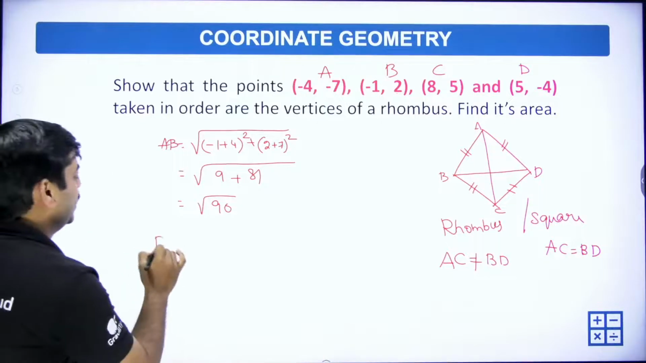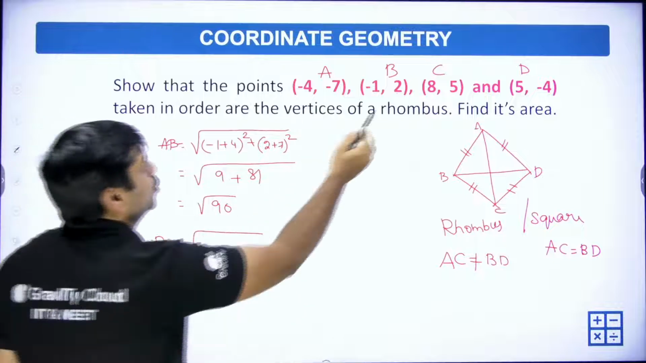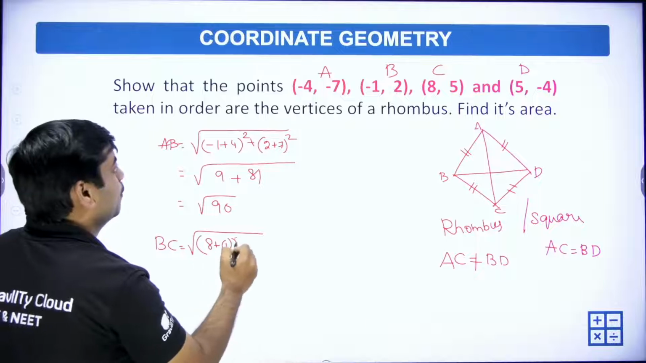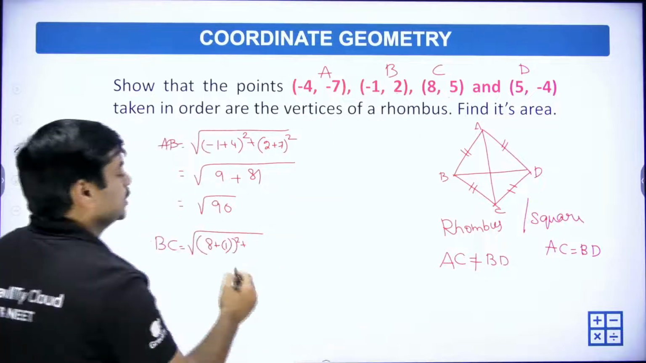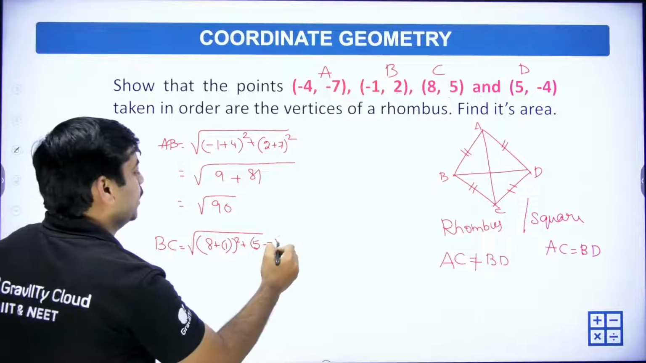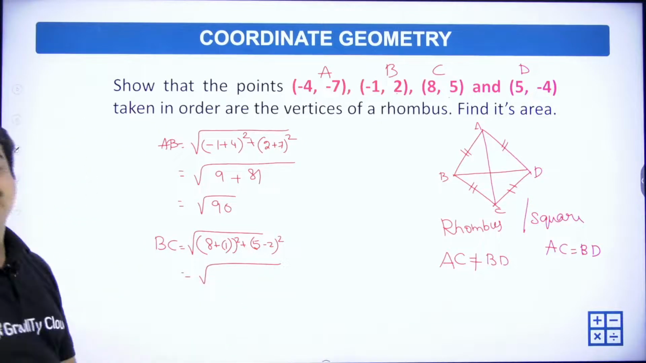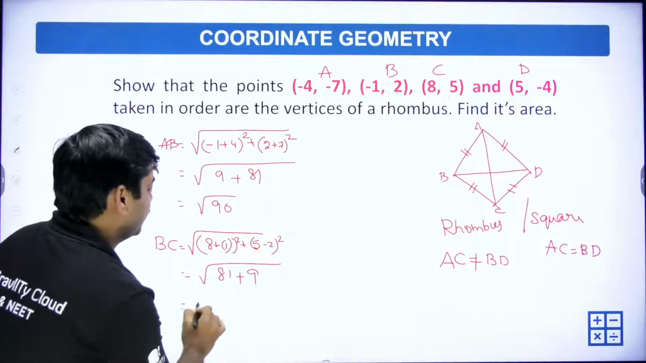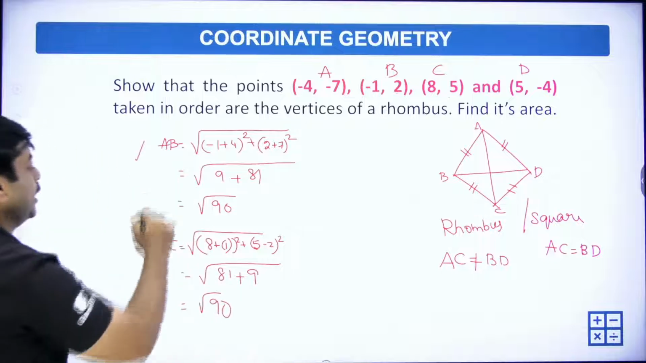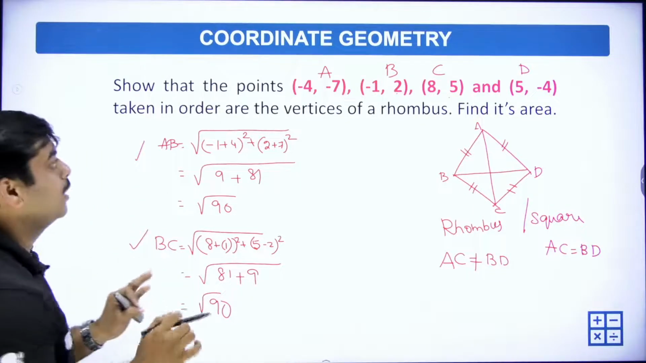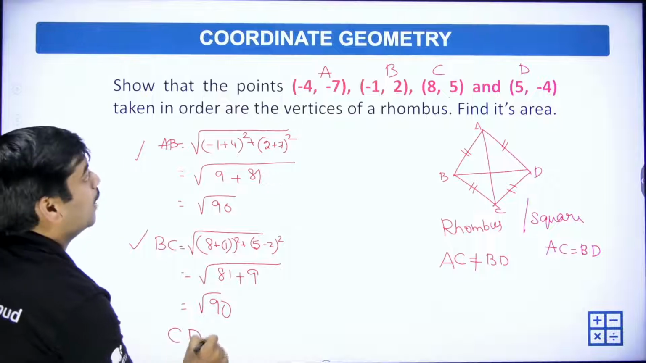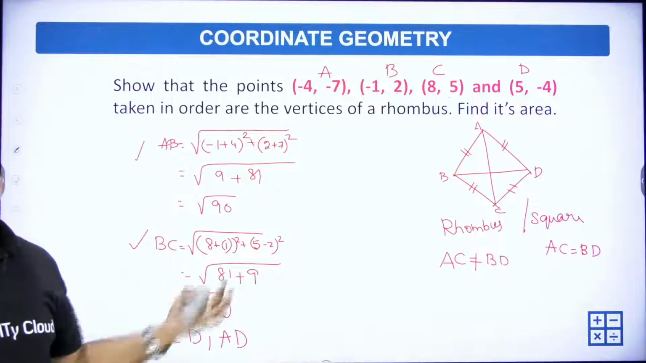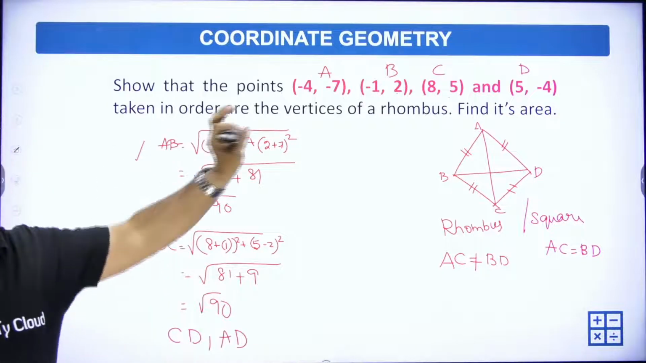Now let's try to find the length of BC. BC is equal to root over (8 minus of minus 1) whole square, so 8 plus 1 whole square, plus (5 minus 2) whole square. So 8 plus 1 whole square is 9 square, which is 81, plus 5 minus 2 is 3 square, which is 9. That is equal to root 90. Okay. AB is root 90, BC is root 90. I am not doing CD and AD. You please try to check these two also. I'm assuming that all these four values are equal, all the sides are equal.